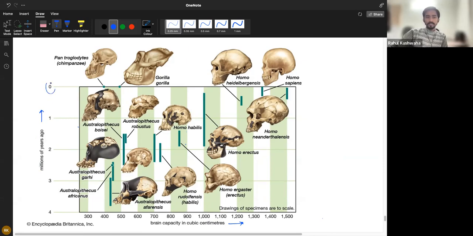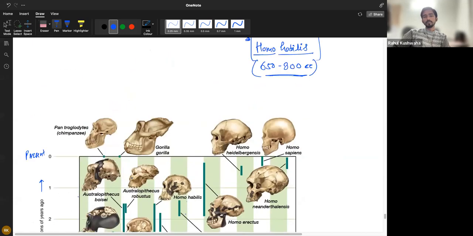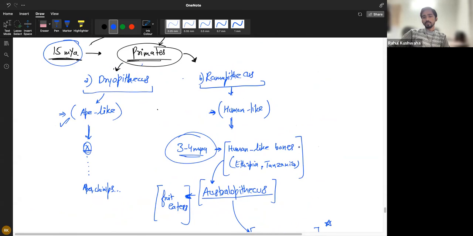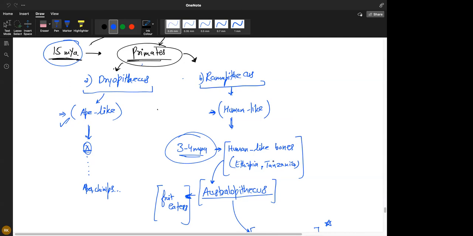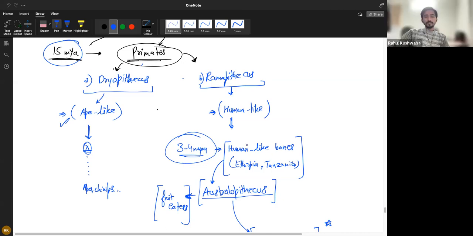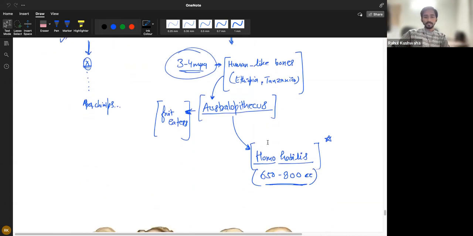So at the top is the present, right? Zero. Yes. Zero tells you this is around the present. And at the bottom is 4 million years ago. So remember, I already told you around 3 to 4 million years ago, human-like bones are found from Ethiopia and Tanzania. These are African countries. So you must have heard this thing that Africa is where humans evolved. That's true, because the earliest human-like bones you find nowhere else on the planet, just in Africa. For every species, the evolution must happen somewhere, some point. Then it diverges from there. What you can call adaptive radiation.